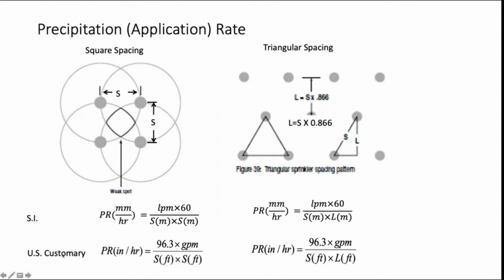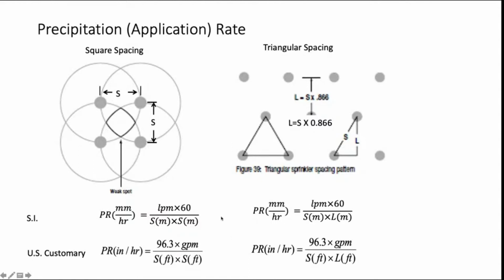In US customary or English units, you have this very strange looking 96.3 unit conversion times gallons per minute, divided by this dimension by this dimension, or S squared in this case.